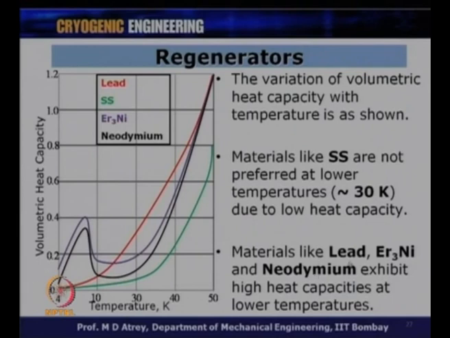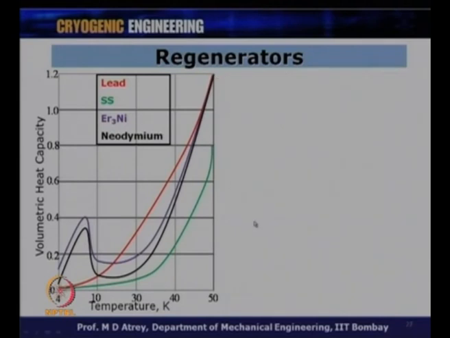So, materials like lead, erbium 3 nickel, neodymium, what we have not shown is holmium copper, all these materials can be used at low temperature because they exhibit high heat capacity at low temperature. However, these materials cannot be made into the form of meshes like lead. The lead, erbium 3 nickel, neodymium are normally made in the spherical forms. They are in ball forms of around 0.2 to 0.1 millimeter diameter, and this is what is used in the regenerator or the second stages.